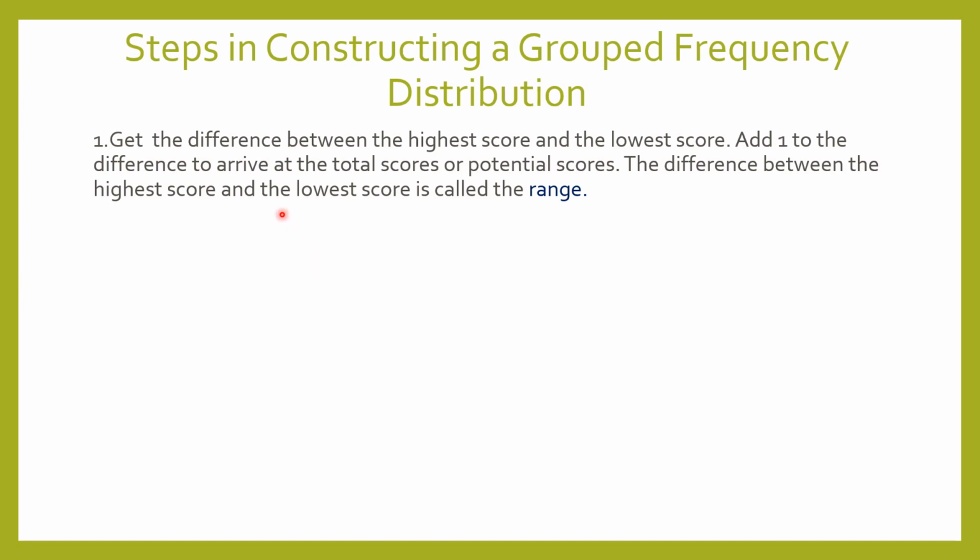Now, it is important, guys, that you know the range because we will take that up until the end. What is range? For example, in our data earlier, the highest score is 29 and the lowest score is 10. So the difference is 19. 19 is our range. So the total number of potential scores is 19 plus 1 equals 20.